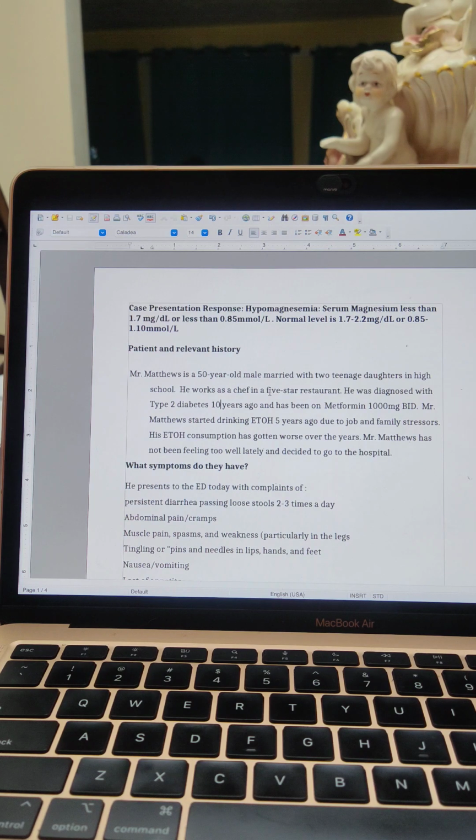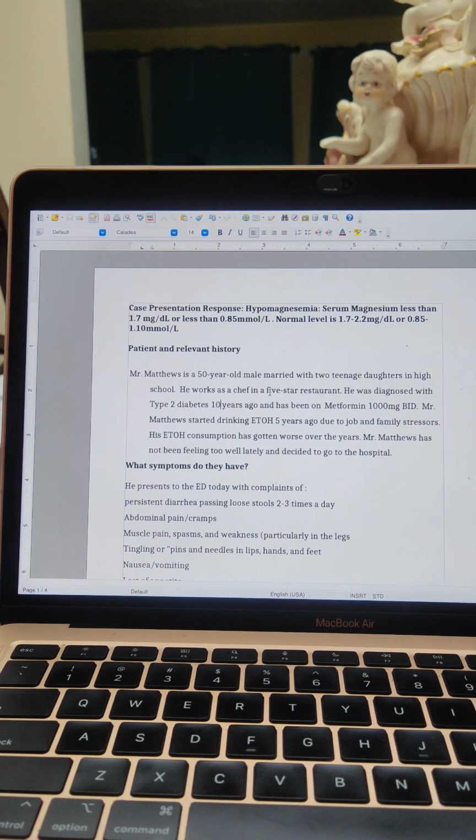So we have Mr. Matthews. He's a 50-year-old male. He's married with 2 teenage daughters in high school. He works as a chef in a 5-star restaurant. Mr. Matthews was diagnosed with type 2 diabetes about 10 years ago and has been on metformin 1,000 milligrams BID. Mr. Matthews also started drinking alcohol 5 years ago due to job and family stressors, and his alcohol consumption has gotten worse over the years. Mr. Matthews has not been feeling too well lately and decides to go to the hospital.